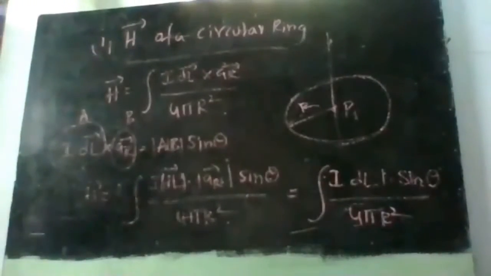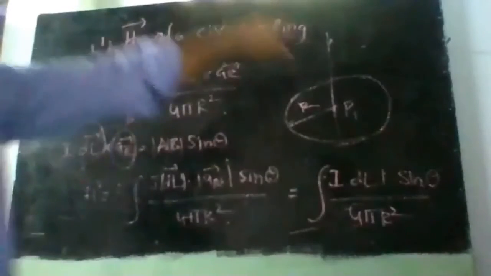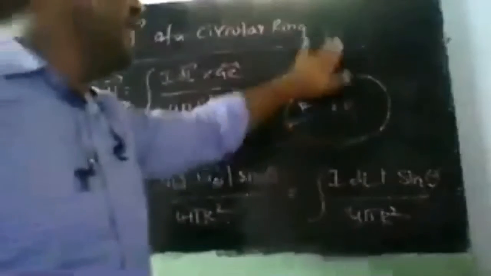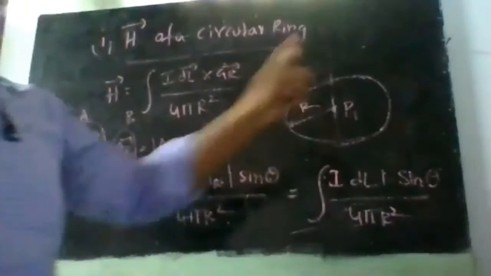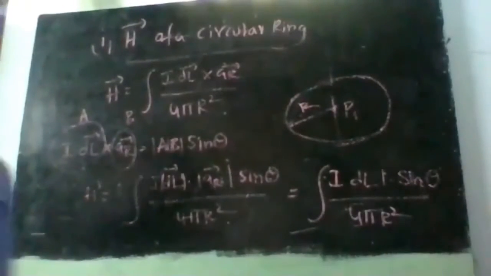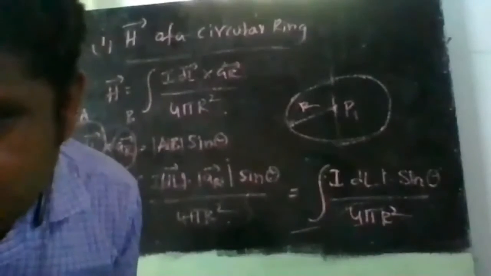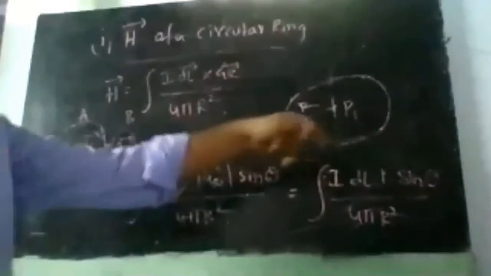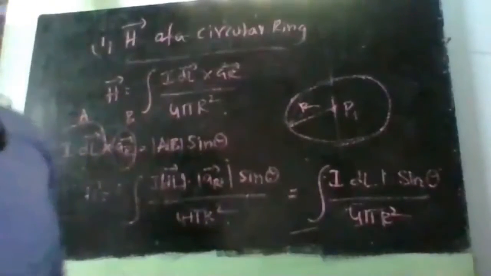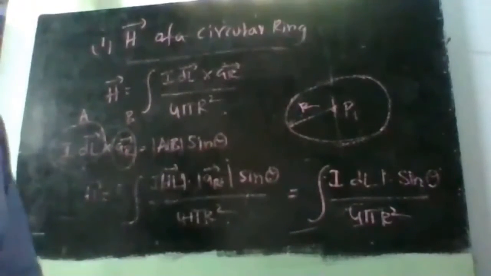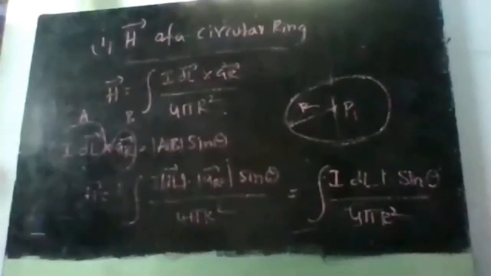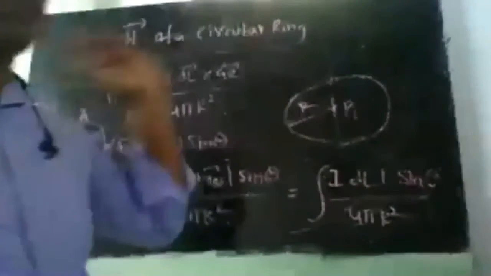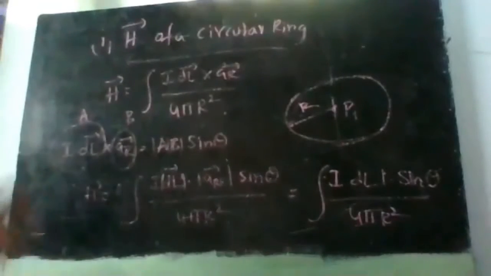Correct? Understood? So I have a circular conductor. The radius of the circular conductor is r. The radius of this conductor is small, r. Now I would like to find out the value of H bar at the center of the ring. Clear? This is the setup.